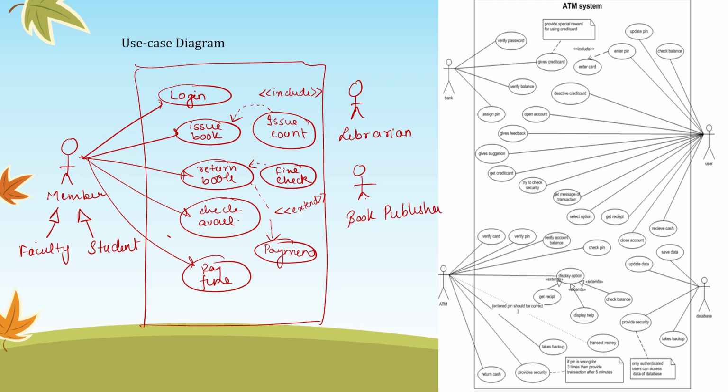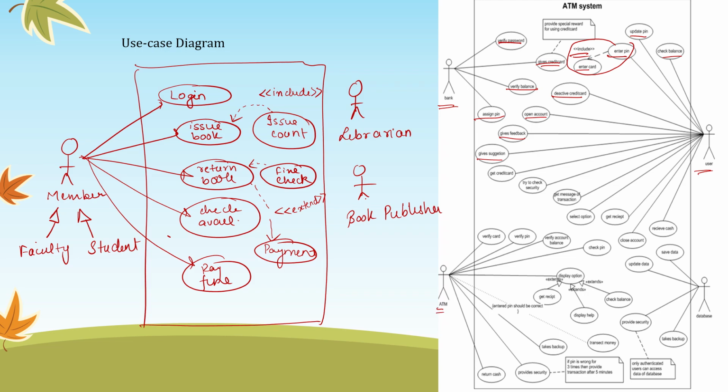Let's see the right hand side example also, where we have a bank and a user. User has check balance, update pin, enter pin. Now for enter pin, you also have to enter card. So include was used here. Please zoom if you are not able to see. Deactivate credit card, open account, give feedback, give suggestion, and so many functionalities. Now bank will verify your password, give credit card if you want, verify your balance and assign your PIN. These are the functionalities of the bank.